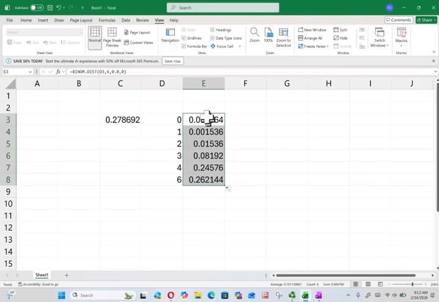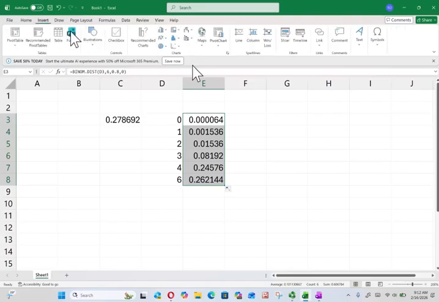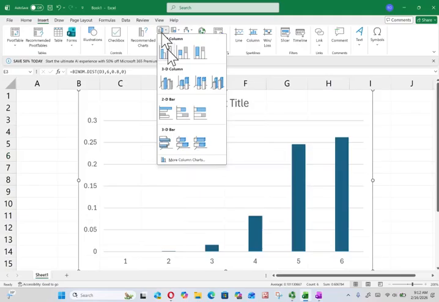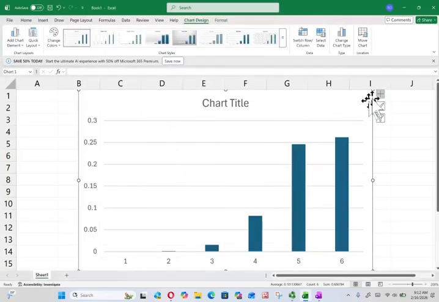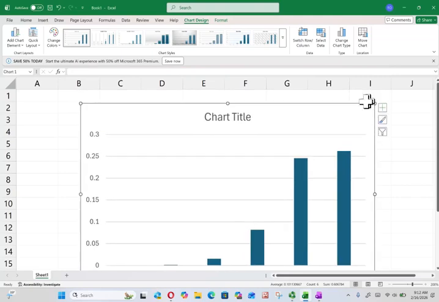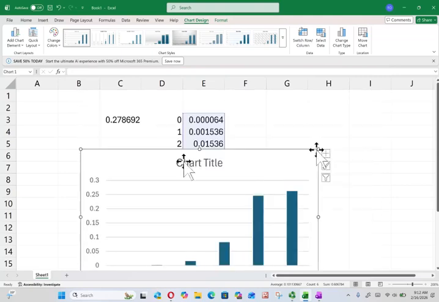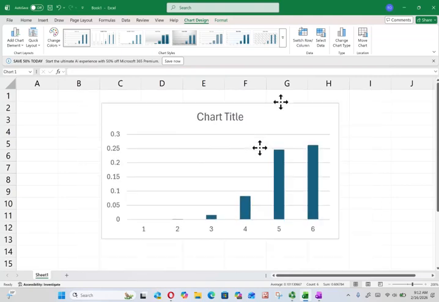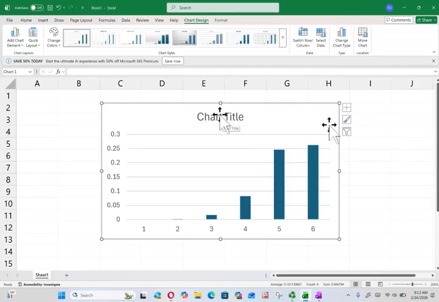Mark all of those. We're going to make a histogram for it using the insert and bar chart. And we're just making a column chart. And this is what that looks like. It's got very low probability for 0 and so forth. I'm going to take the title out.